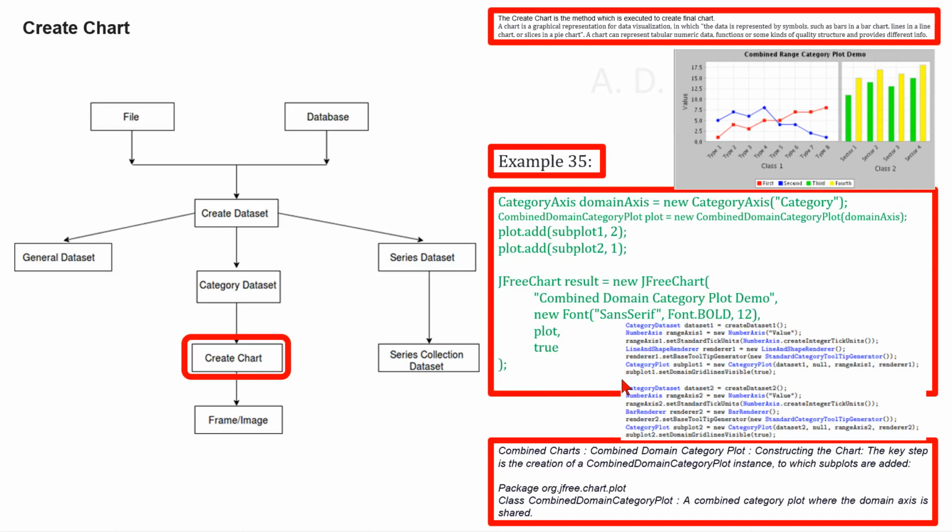Now we are considering constructing a chart in combined domain category plot in combined charts. The key step is the creation of a combined domain category plot instance to which subplots are added. The class CombinedDomainCategoryPlot in package org.jfree.chart.plot is a combined category plot where the domain axis is shared.